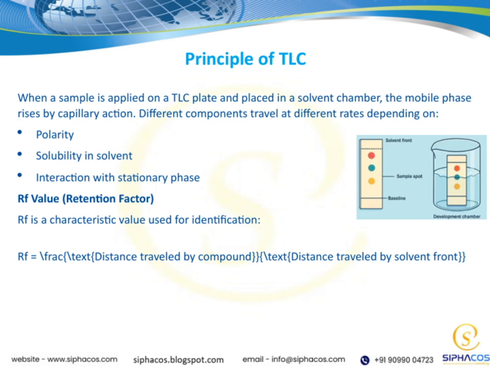Now, to quantify this separation, we use the RF value, or retention factor. This is a characteristic number that helps us identify compounds. It's calculated by dividing the distance a compound moves by the distance the solvent front moves. So, in simple terms, the RF value tells us how far a particular substance travels relative to the solvent. This is crucial because it allows us to compare results across different experiments and identify unknown compounds based on their RF. Overall, understanding these principles helps us interpret TLC results accurately and makes this an essential technique in analytical chemistry.